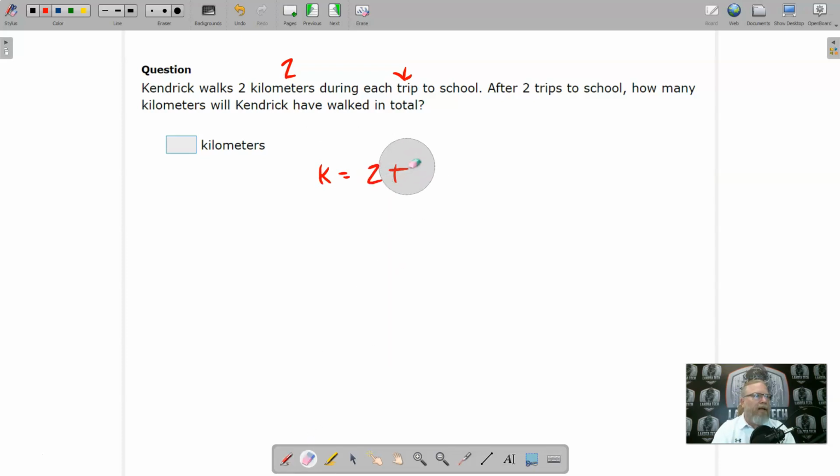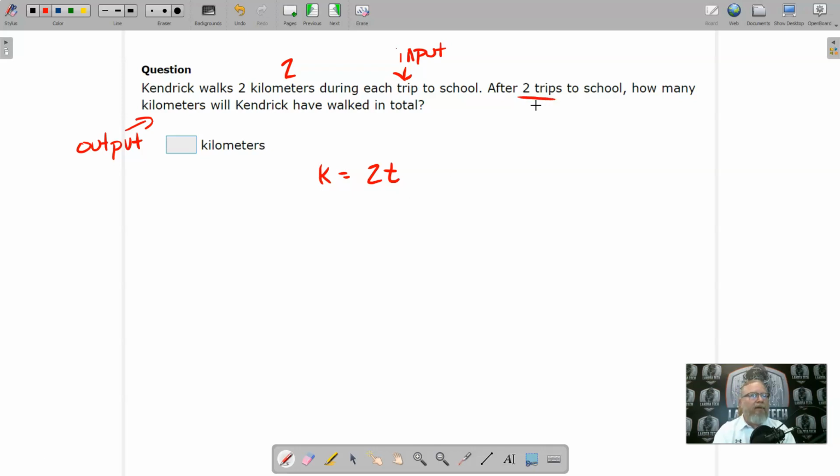I don't like that t. It doesn't look like my normal t. It looks like a plus sign. There we go. So trips is our input, and the number of kilometers is going to be our output. So trips determines kilometers. Do we have a starting amount? Indeed, we do not. So at this rate, we just have k equals 2t.